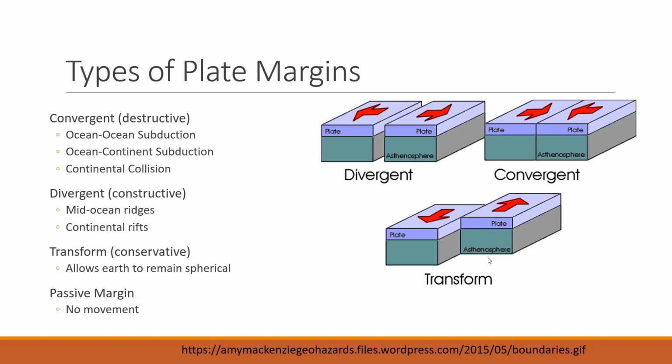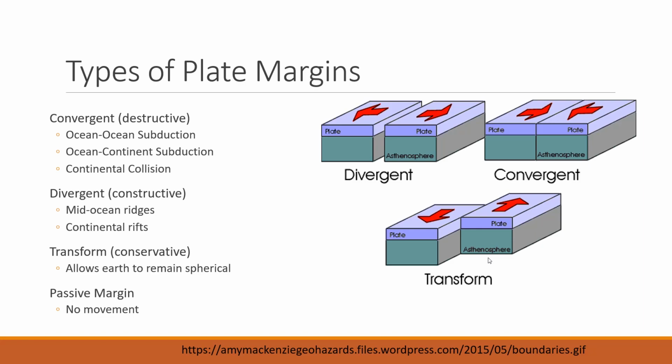And then we also have what's called a passive margin. A passive margin isn't actually a plate boundary. What a passive margin is, is the edge of a continent that doesn't coincide with a plate boundary, so we don't have any movement happening. So for example, the eastern coast of the United States is the edge of a continent, but that's not the edge of the plate. The edge of the plate is in the middle of the Atlantic Ocean, so we call that a passive margin.